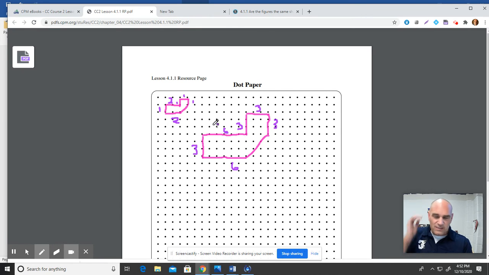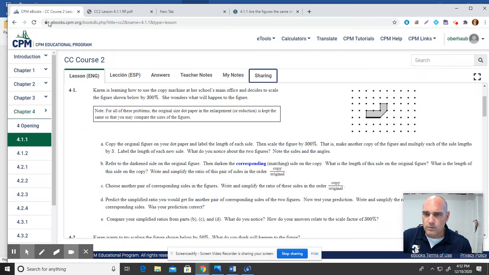All right, so this is what my new diagram is. I notice it's still the exact same shape. The angles look the same on all the places. The only thing is it is 3 times larger. So let's go back to our book.